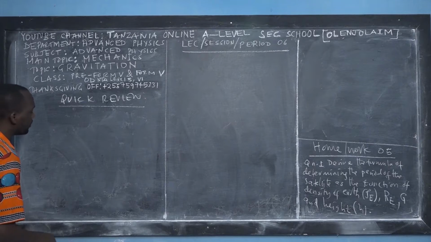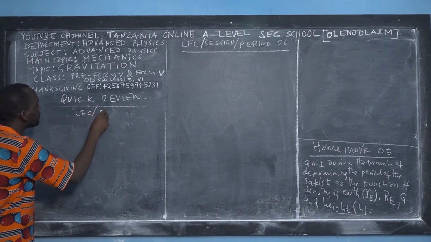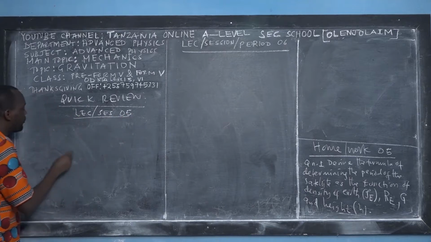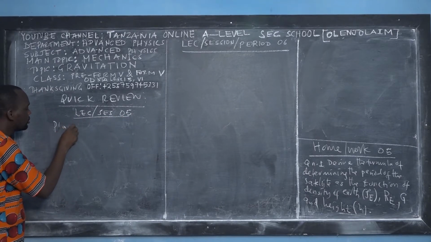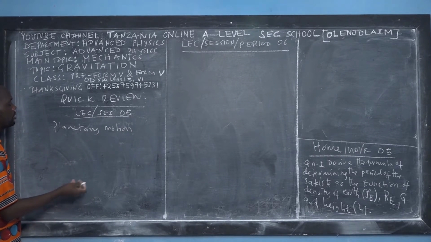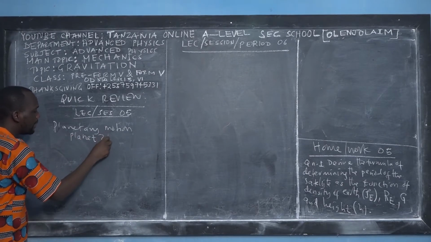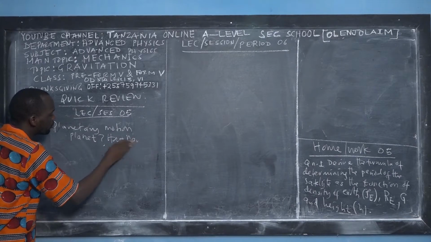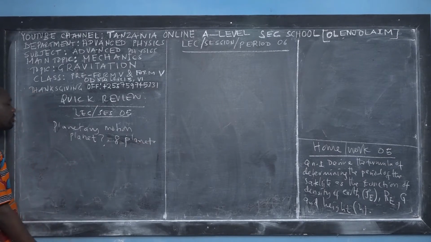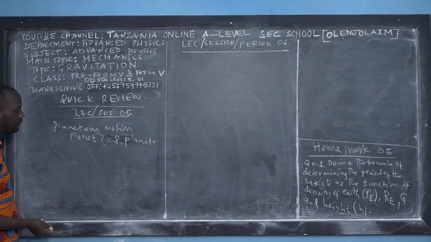I would like to start with a quick review, and this quick review will focus on lecture or session 5 that we have learned. In lecture 5 we mainly learned about planetary motion. In this perspective, we defined what a planet is. So when somebody asks you what a planet is, how many planets do you have? We mentioned the 8 planets, right, that are part of the solar system. So this is the introduction of session 5 or lecture 5.